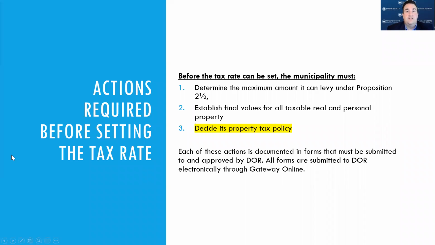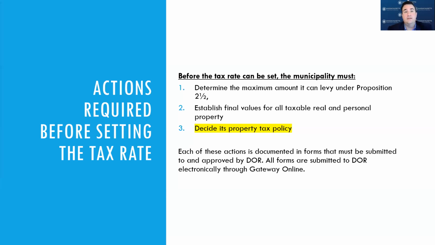Getting back to the decisions, in order to determine your Prop 2.5 levy limit, that's where you want to go. At that time, you're going to establish your final values. So you'll be working with the Bureau of Local Assessment to certify, or have your LA4 signed off. And what you're also looking for is just to have everything complete on the valuation side, so you know what tax rates you can pick.